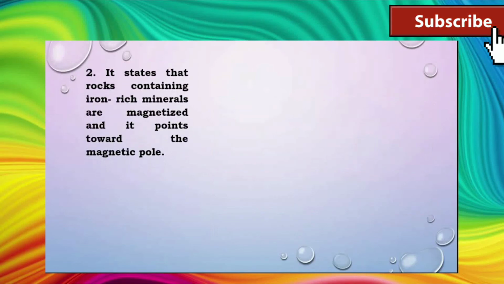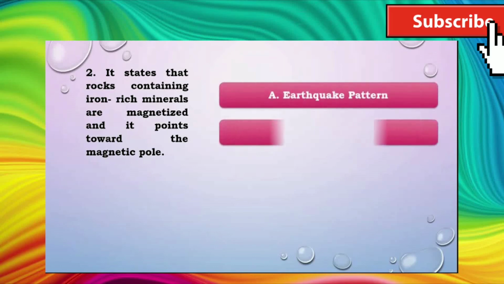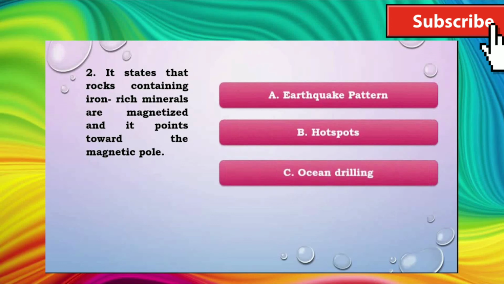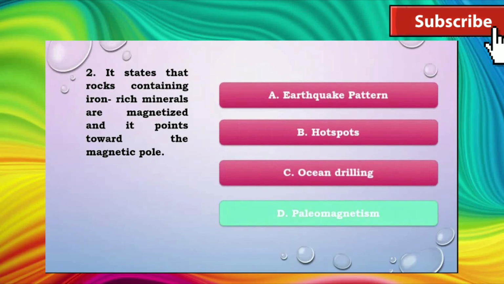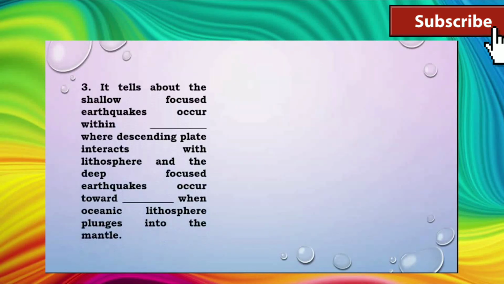Now, number 2. It states that rocks containing iron-rich minerals are magnetized and point towards the magnetic pole. A. Earthquake pattern. B. Hot spots. C. Ocean drilling. D. Paleomagnetism. Yes, the answer is D.